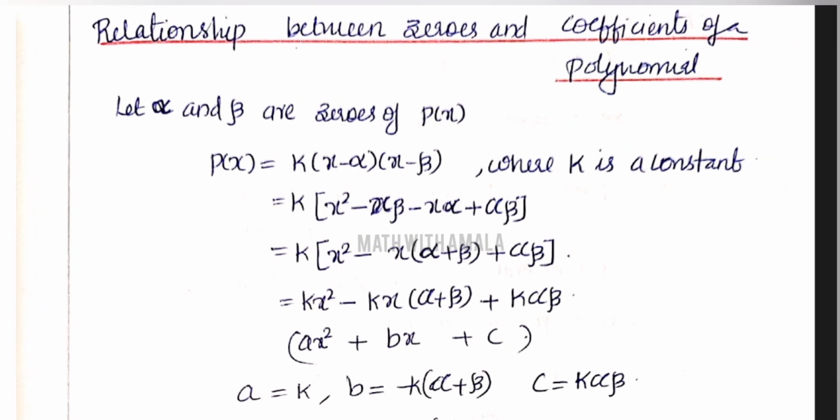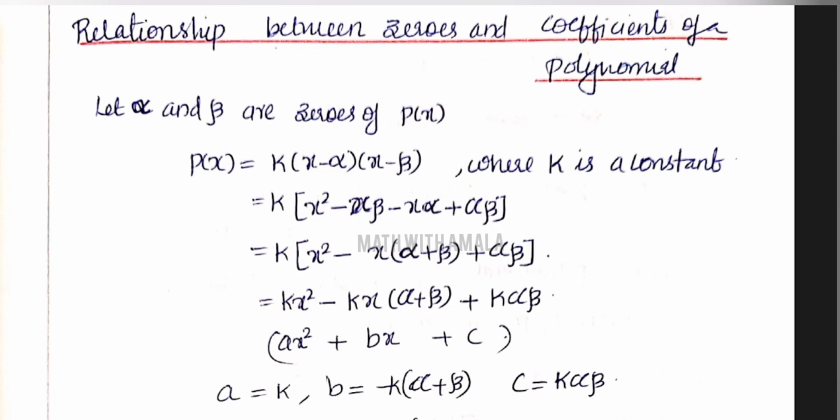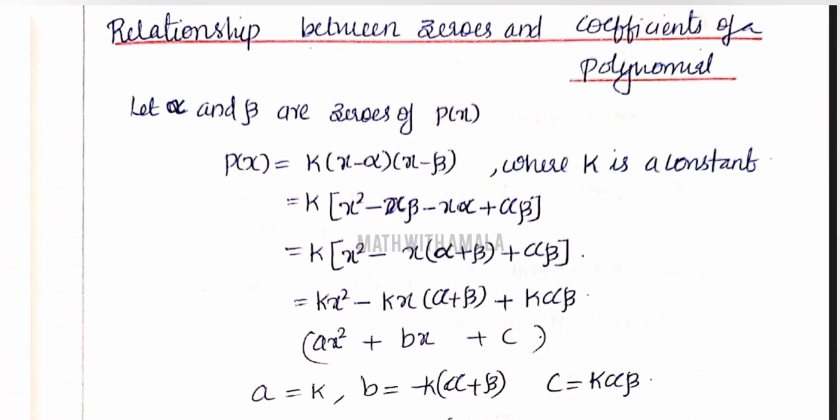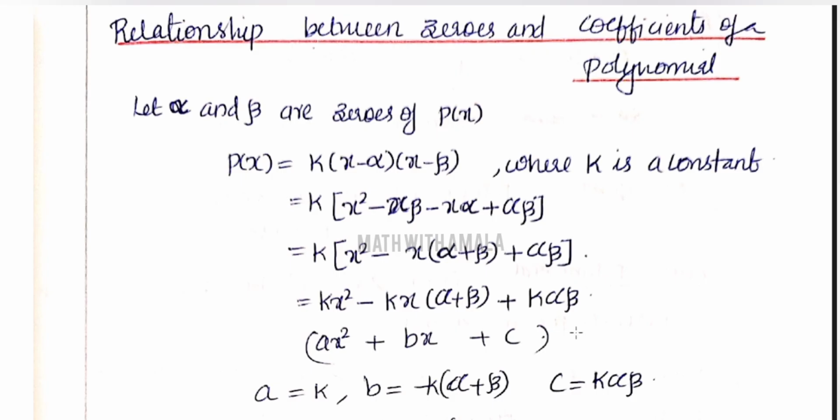Now we can multiply it with a k because it can be a constant, since there is a chance for a constant which is multiplied along with the factors. Okay, next k into x square minus, you can just distribute it, then minus x beta minus x alpha plus alpha beta, which is equal to k into x square minus x into alpha plus beta plus alpha beta. Here you can take the x outside and alpha plus beta inside.